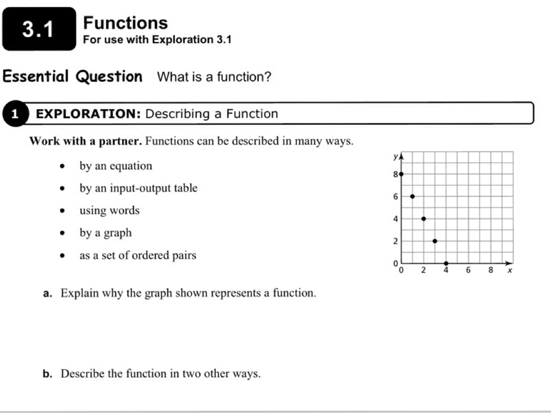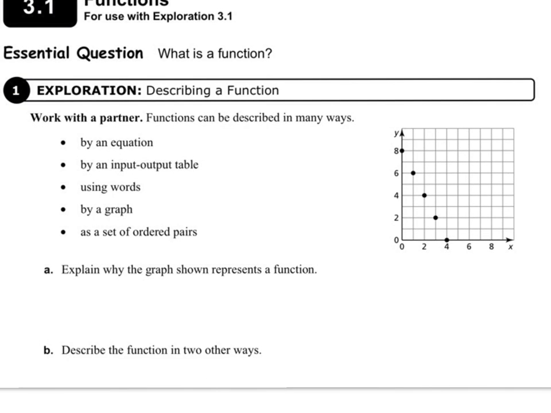So we're going to talk about the different ways that we can describe a function. It might be through an equation, through an input-output table, by using words, by looking at a graph, or looking at a set of ordered pairs. So A asks us to explain why the graph shown represents a function. Well, the definition of a function, which you should have already done in the previous activity on the previous page in this lesson, was to define some words.